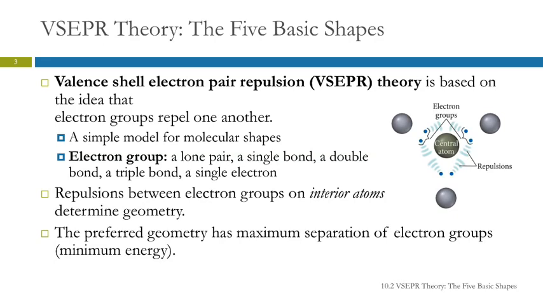We're just going to look at repulsions on interior atoms because those are the only ones that affect the geometry. If we look at how the electron groups on this terminal atom repel each other, that has nothing to do with the geometry, so that's just really a waste of time. We're only going to look at ones that are on the inside. So the preferred geometry for a molecule is one that has maximum separation of the electron groups. This is going to be the lowest energy.